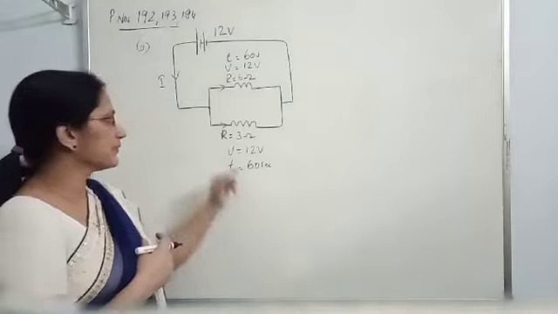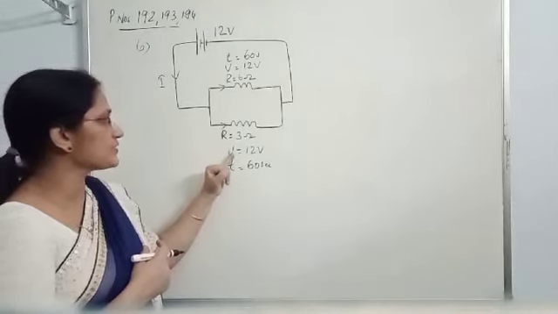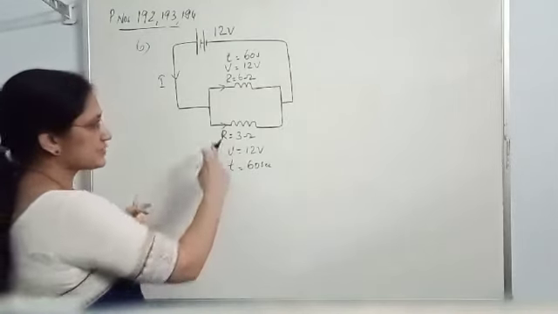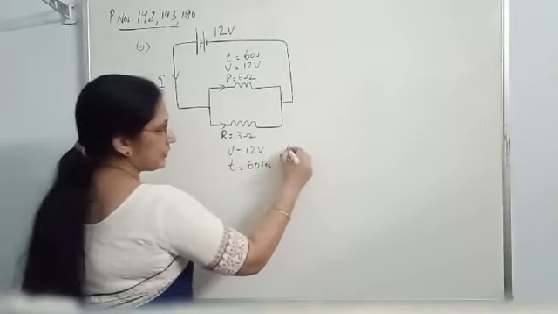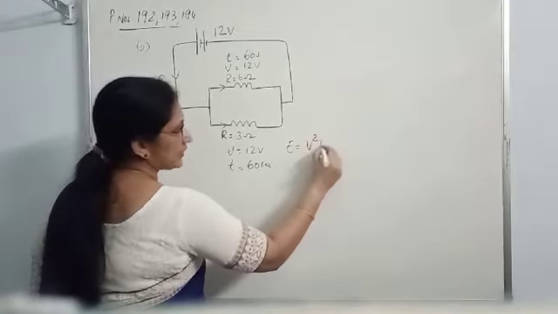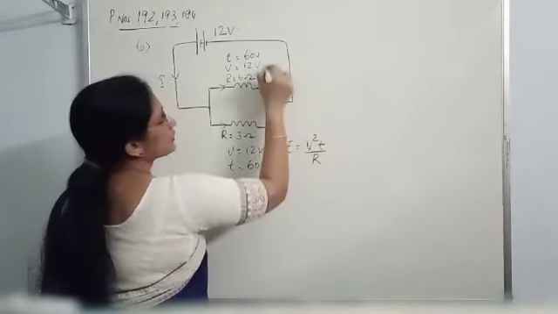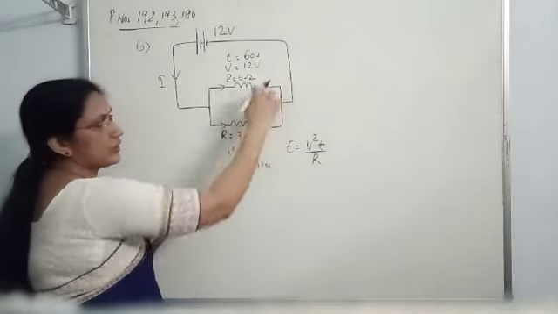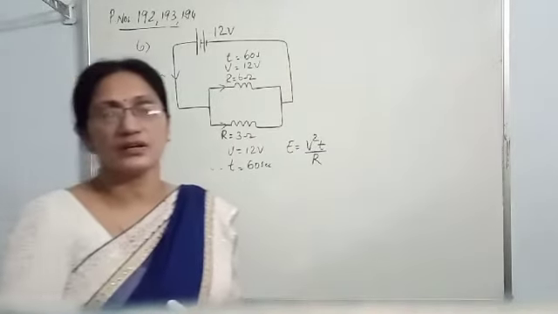For energy, here the suitable formula is V square T by R. Since you know these three, use the formula energy is equal to V square T by R. Here also, same formula, and find out how much energy is consumed in each device.